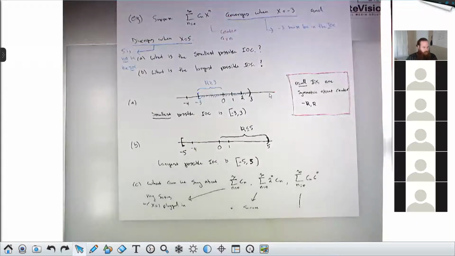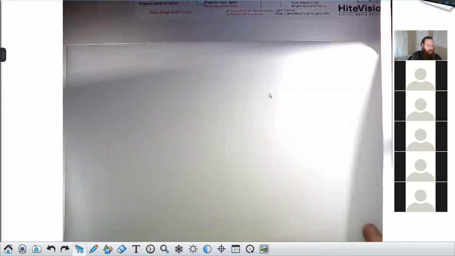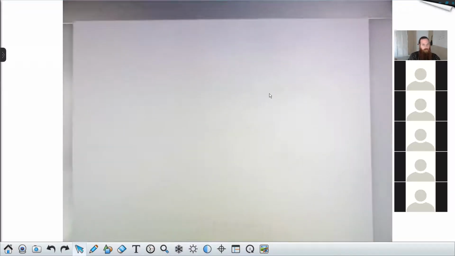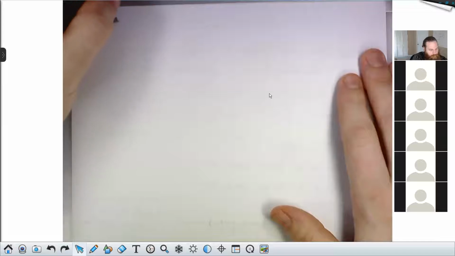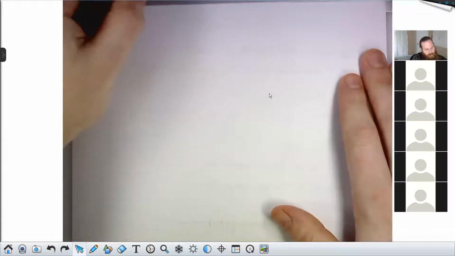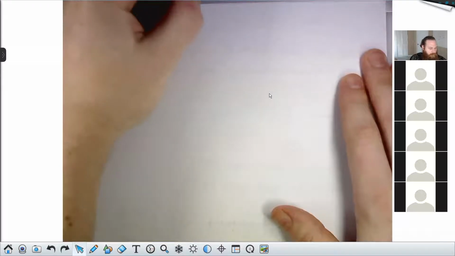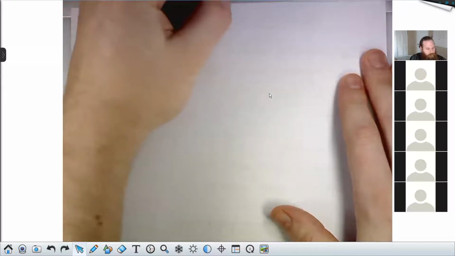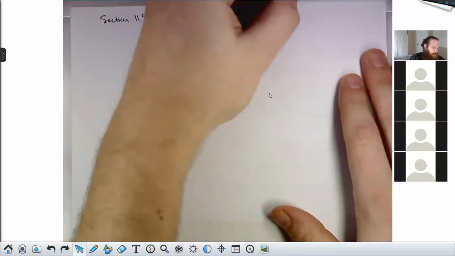All right, that is enough grinding on intervals of convergence. What I want to talk about now is how to actually find power series. So I give you a function. How do you even start looking for a power series? This is section 11.9. Representing functions as power series.